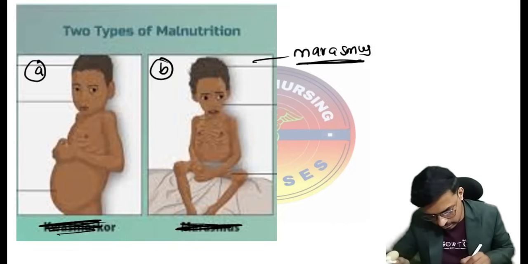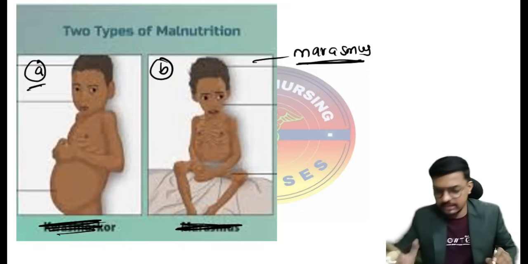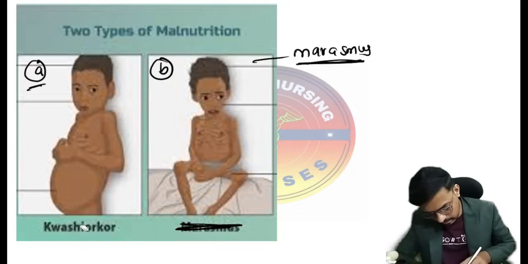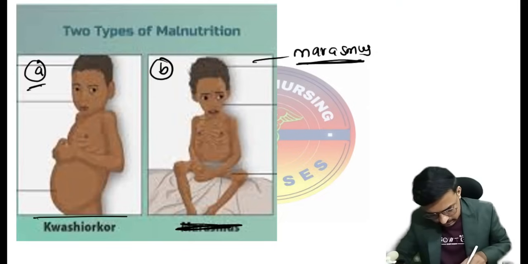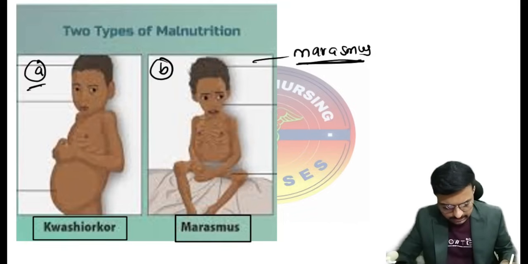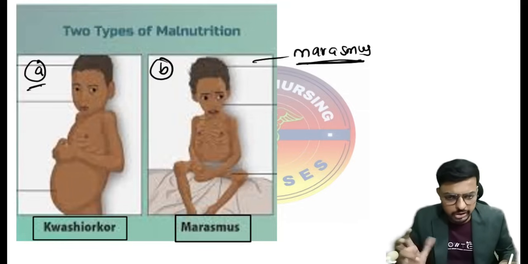Then option A, image A, is the case of kwashiorkor, where there is mainly a deficiency of protein. In marasmus, there is mainly a deficiency of calories, or carbohydrate. The body requires energy.